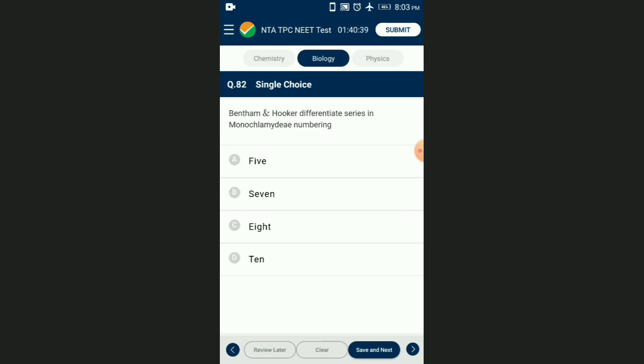Question number 82. Bentham and Hooker differentiate series in monochlamydeae, numbering. Bentham and Hooker divided monochlamydeae into 8 series in the book Genera Plantarum, namely Curvembryae, Multiovulate Aquatici, Multiovulate Terrestres, Microembryae, Daphnales, Achlamydosporeae, Unisexuales, and Ordines Anomali. So the answer is option C, 8.